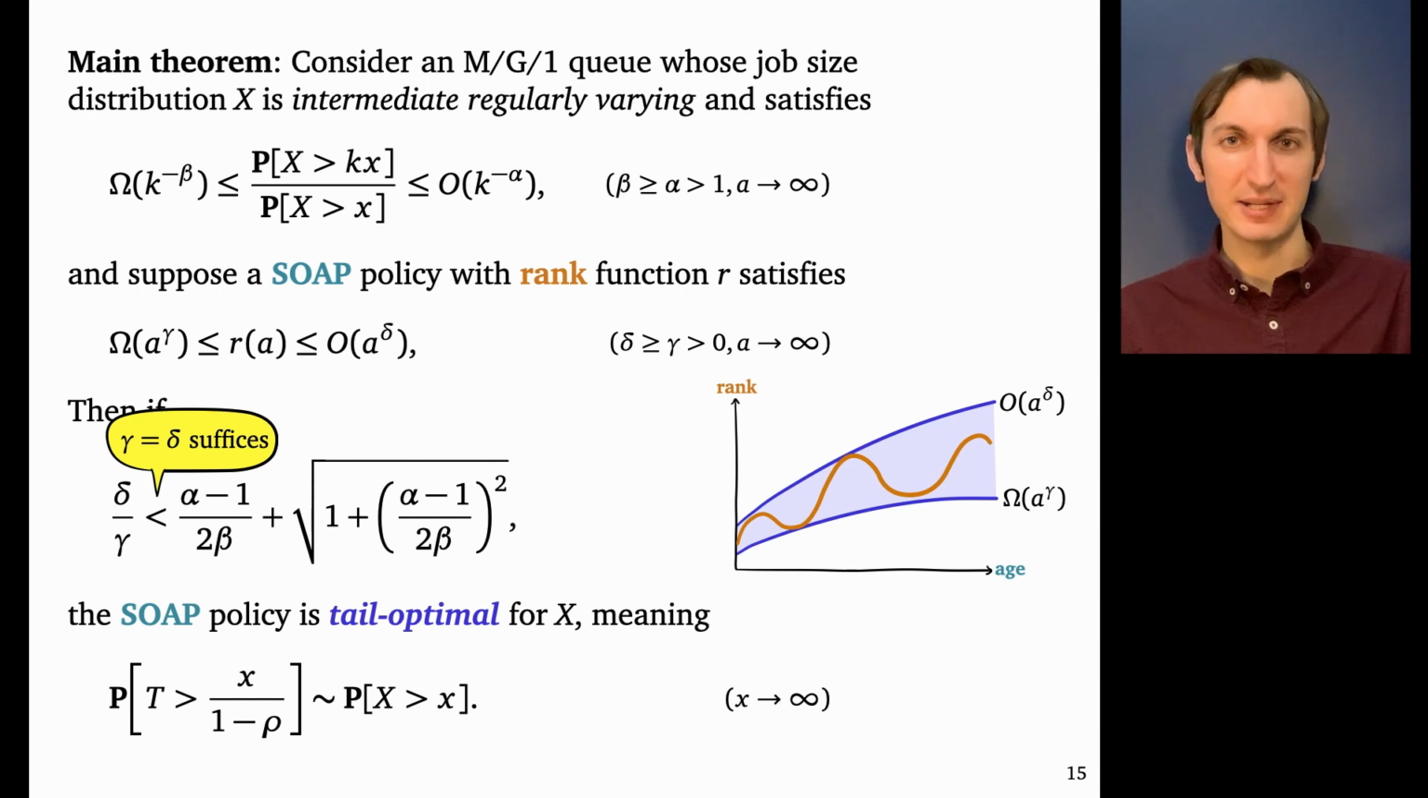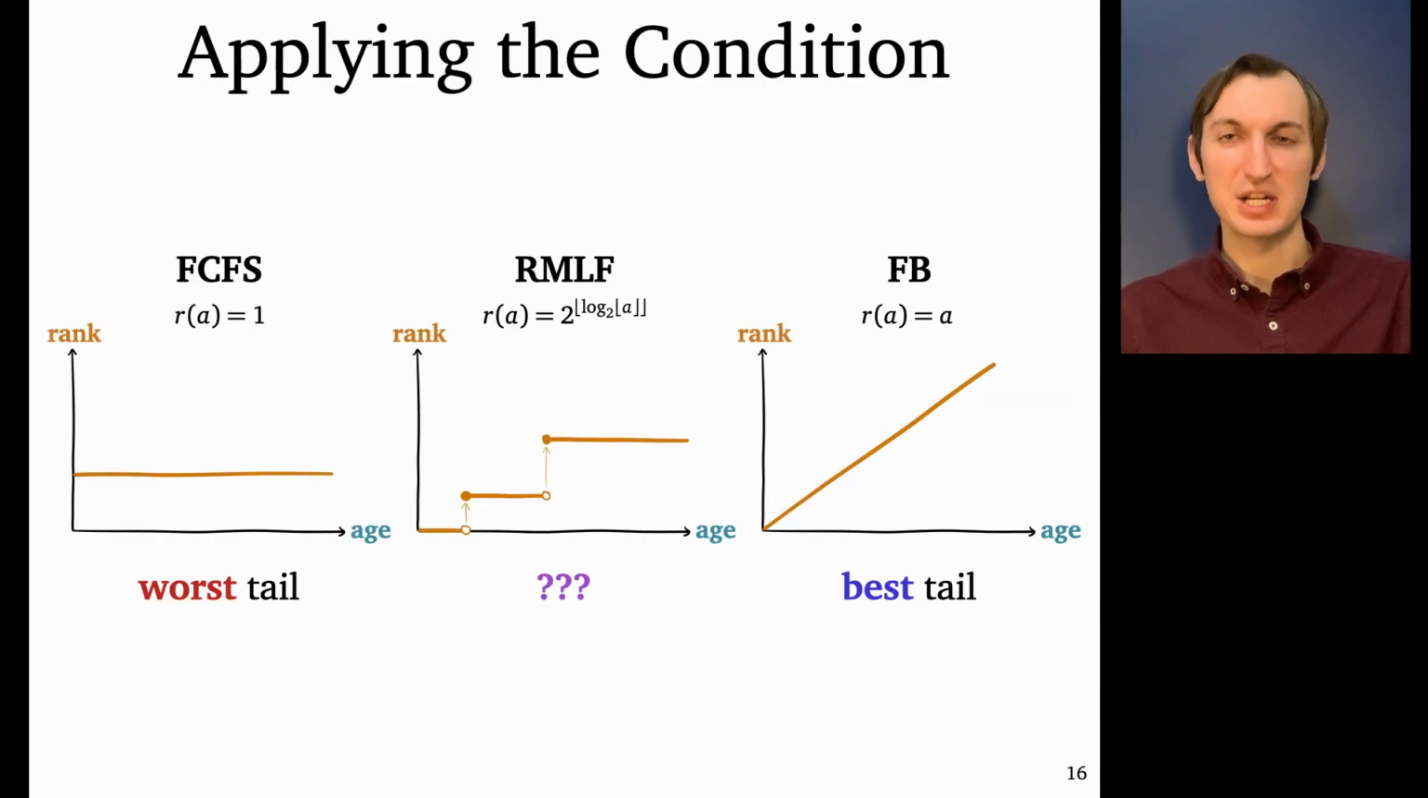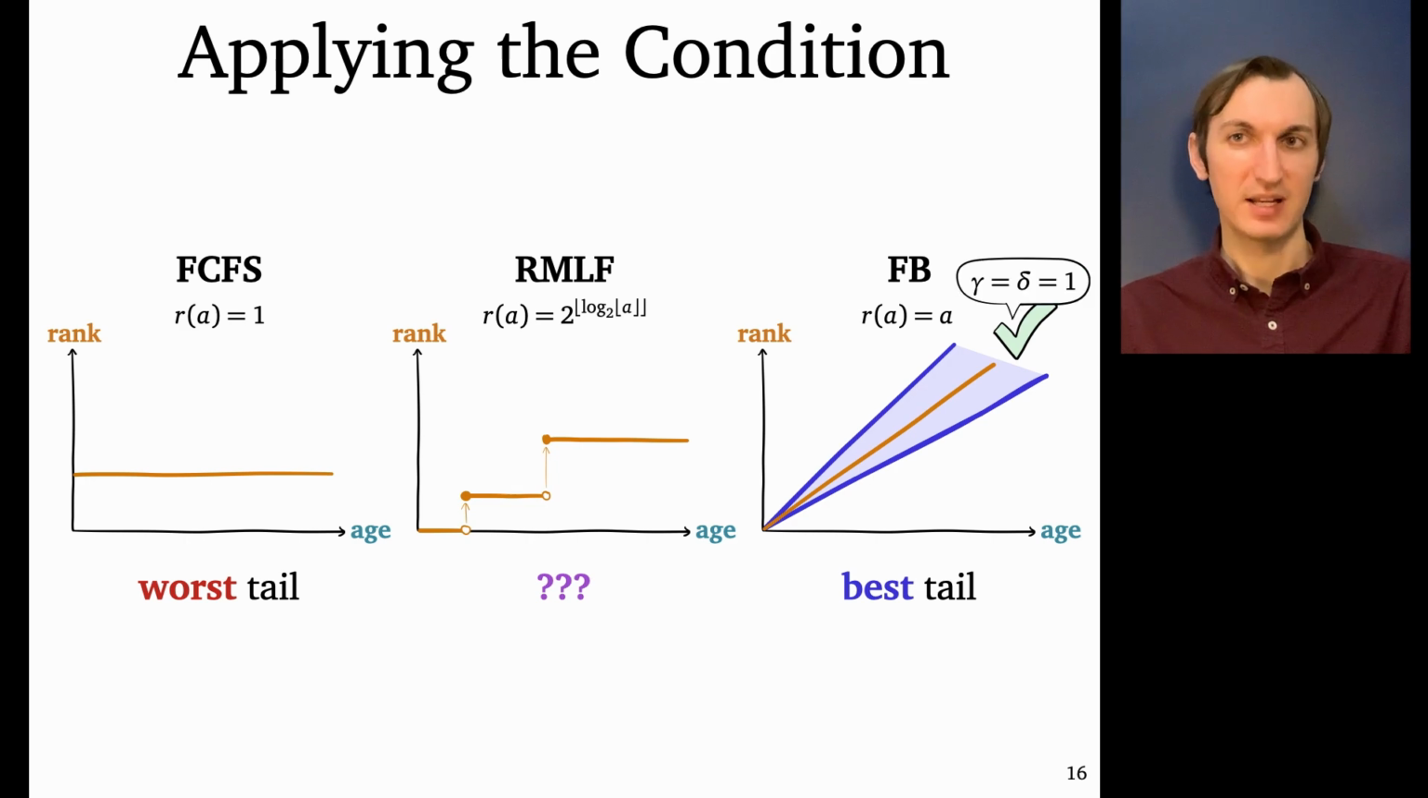So if we have a tight enough cone, namely if we have exactly the same exponents for gamma and delta, that will always work. So let's see how this condition applies to the policies we've seen so far. For FB, we can bound its rank function between two lines. So we get gamma equals delta equals 1, and we're happy. Has the best possible tail.